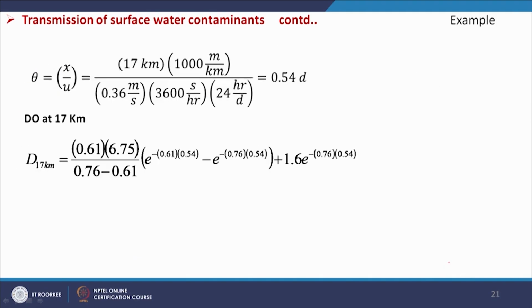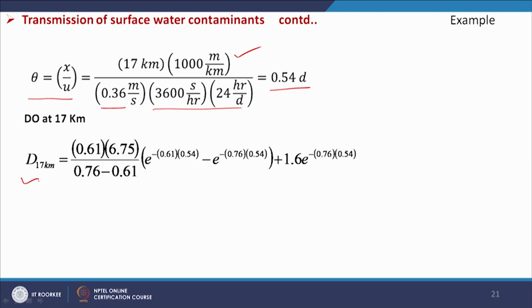Then theta we know is equal to x by u. For the second part, at 17 kilometer, what is the time requirement? Theta is equal to x by u, so that is 17 kilometer into 1000 meter per kilometer for the conversion, divided by 0.36 meter per second, and again converting to the same unit, per day. We have done this, so it is converted to 0.54 day.